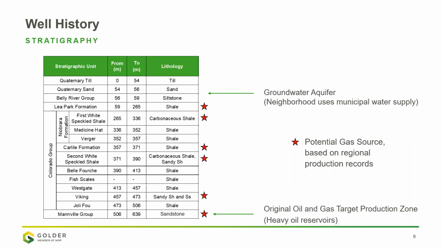So the well originally targeted the Manville group, the heavy oil reservoirs there. So the leaking gas could potentially have been coming from there, but there were also several shallower formations where gas could potentially have been coming from.